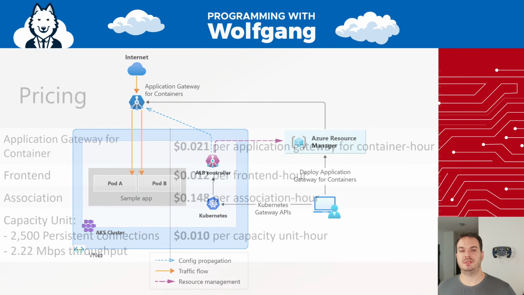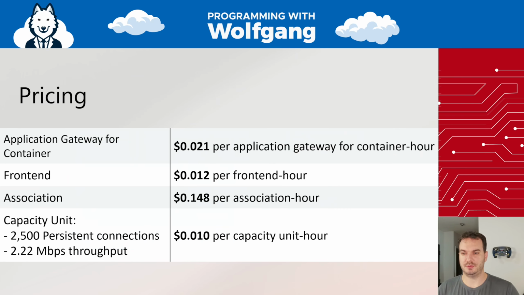Since we're using Azure services, we also have to pay for it. And there are different components for the pricing. So here you can see a screenshot from the official pricing page. Depending on the region where you are, the prices might vary a little bit. But what you can see is you have to pay for the application gateway for containers itself. So it's around 2 cents per hour. Then you have to pay for the front end. This is the gateway and the host name you get with it.